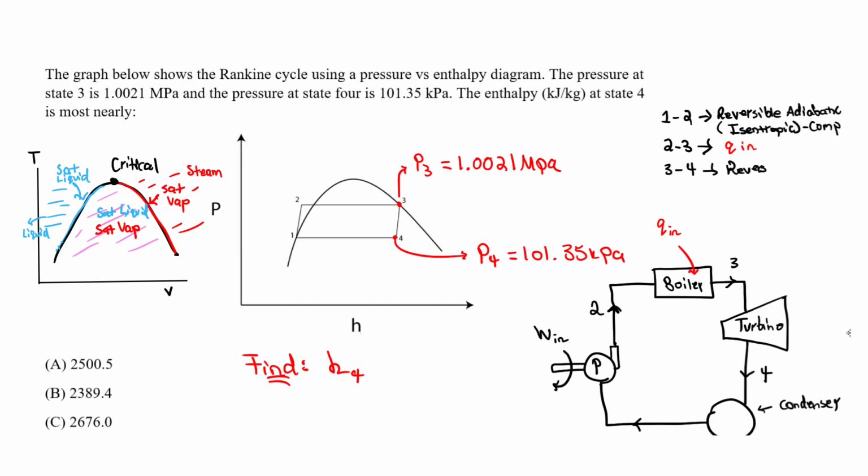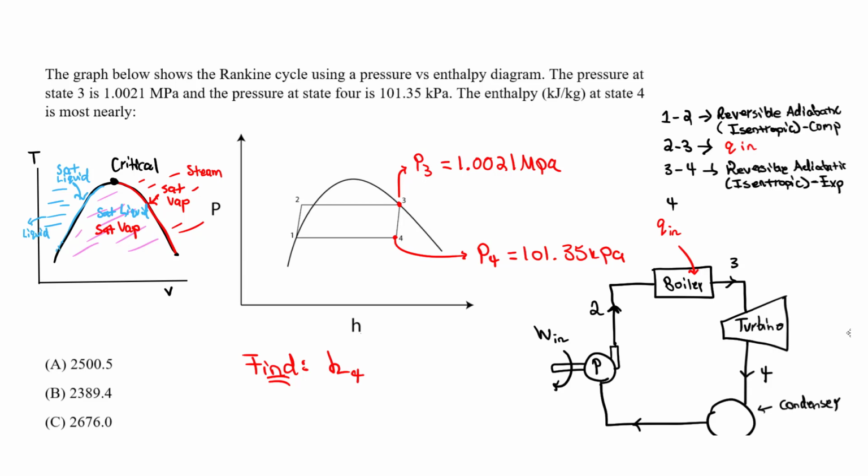So reversible, adiabatic, and it's still isentropic. We know it's isentropic because it's an internally reversible process. You have to remember that internally reversible means isentropic, no change in entropy. That's important as well, and 3 to 4 will be expansion. I'll just write exp, expansion.